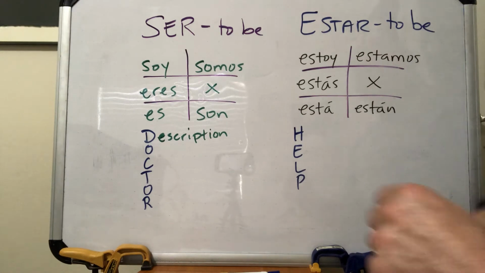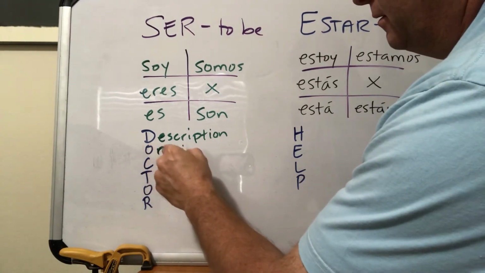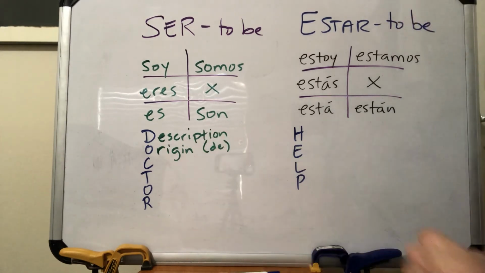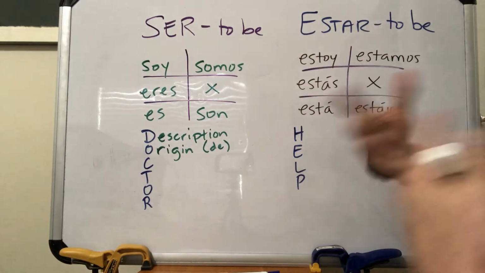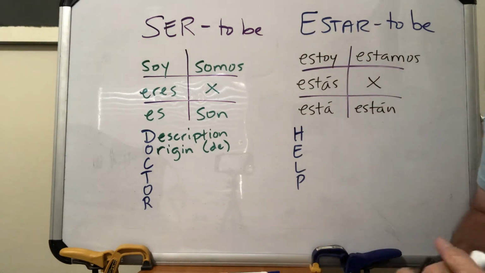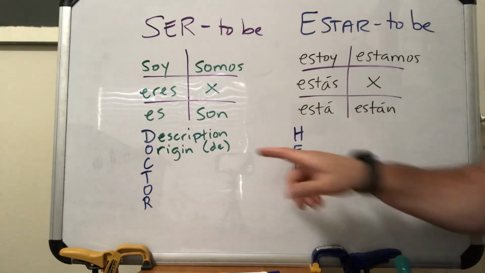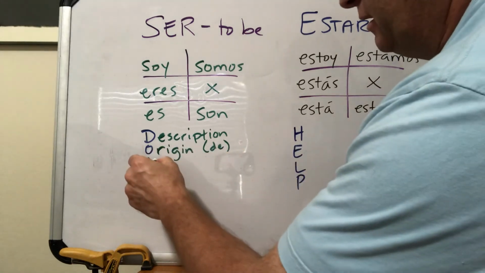Okay, the O stands for origin. And that's the word de. De means of or from. And so you say, yo soy de, I am from this place. You can say, de dónde eres, where are you from? Okay? But a lot of times for origin, you're going to see the word de. C is characteristic.